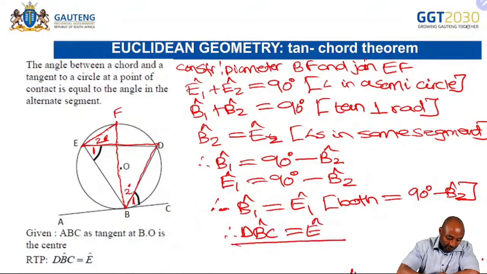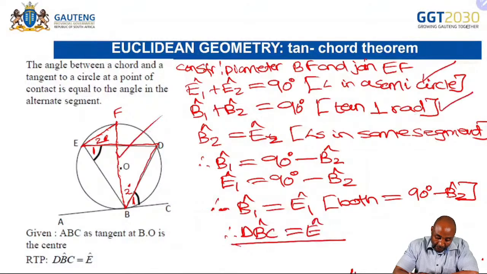So for my construction of my diameter and joining, or construction statement, I'll get 1. E1 plus E2, statement and the reason. Then B2 is equal to E2, angles in the same segment. And then B1 is equal to E1, statement and reason. I get my 5th mark there.